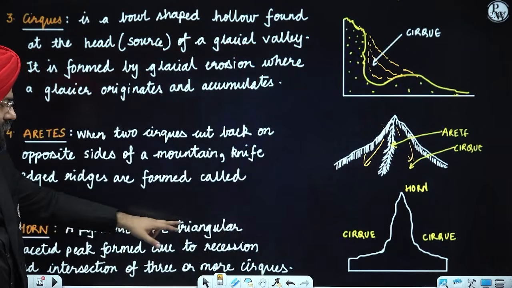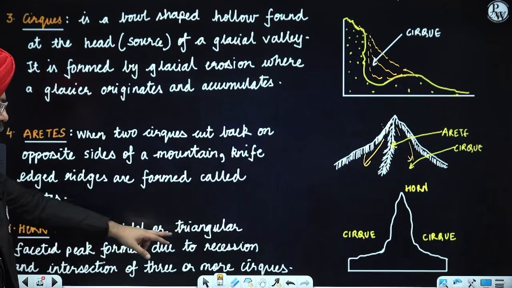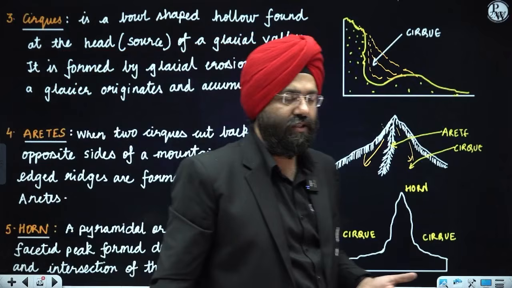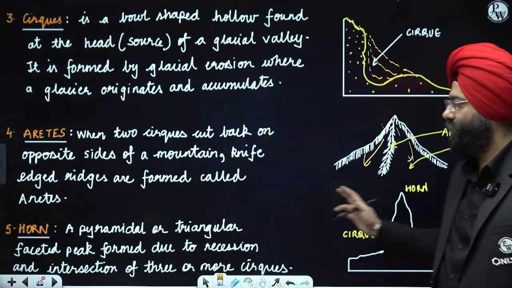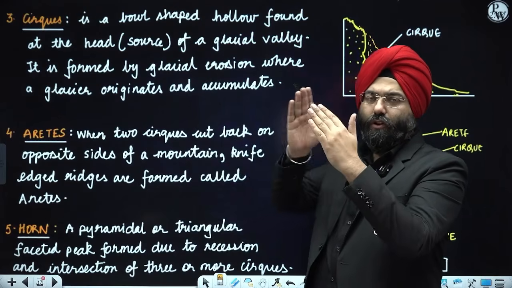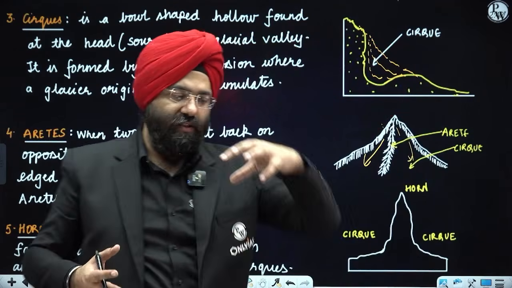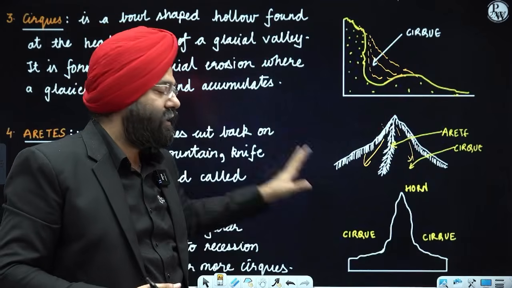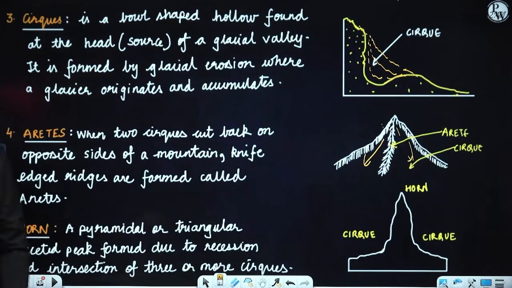A pyramidal or triangular faceted peak formed due to the recession and intersection of three or more glaciers, cirques will lead to the formation of what? A horn. So it is not necessary 2, it might be 3, 4 also, but depending upon the scenario. So this is a pyramidal-like structure which is formed at the top. This is known as horn. Clear? Okay, write it down quickly.